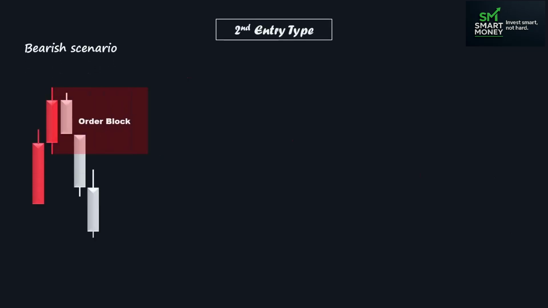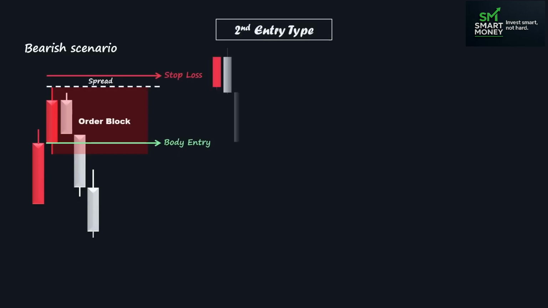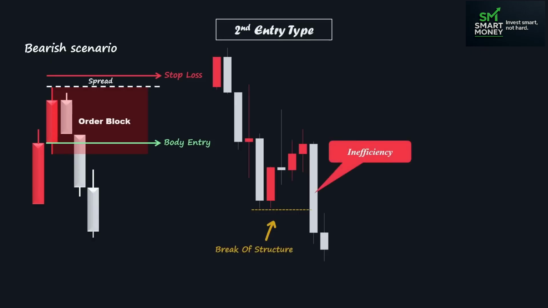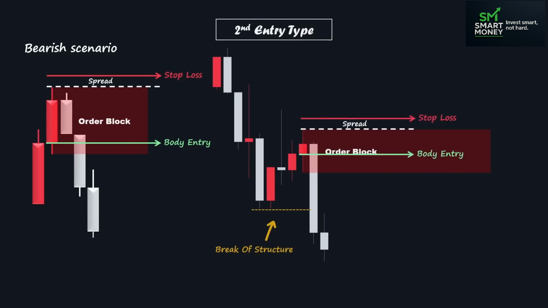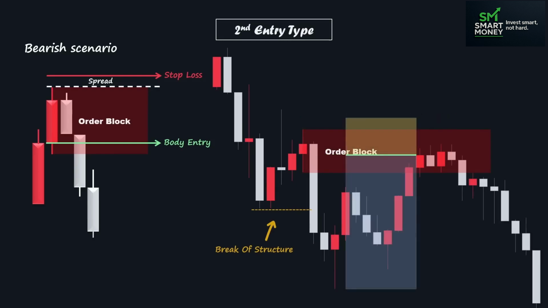The second entry type is referred to as the body entry. In this approach, once a valid order block is identified, the entry is placed based on the body of the candle. For sell positions, the stop loss is set a spread size above the higher wick of the order block. This entry method typically offers a higher reward to risk ratio compared to the previous entry type, because the stop loss is tighter. This approach carries a slightly higher level of risk.